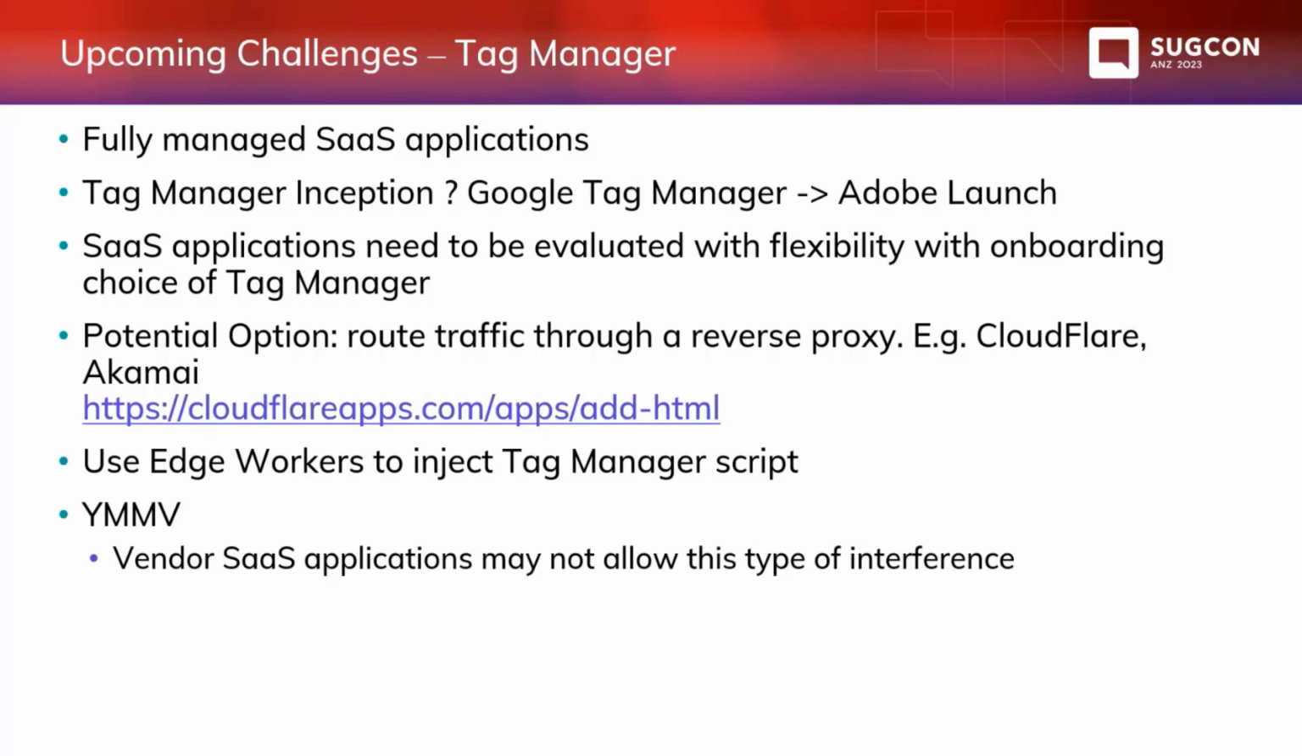So what we've learned is that SaaS applications will need to be evaluated for flexibility when we are onboarding the choice of tag manager. That will be one of our assessment criteria on any SaaS applications that we onboard from here on. One of the potential options that I was playing with was routing the traffic through a reverse proxy, either through Cloudflare or Akamai. There's a handy app that Cloudflare has that allows you to inject HTML into any HTML output. We can also potentially use edge workers to inject the tag manager script on the HTML output. However, your mileage may vary. Some vendor SaaS applications may not allow this type of interference, especially when they are running in front of really high-end CDNs like Akamai.